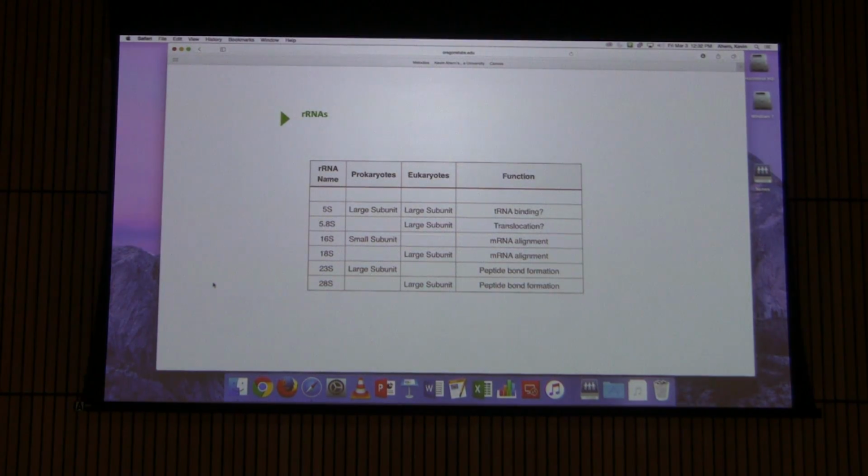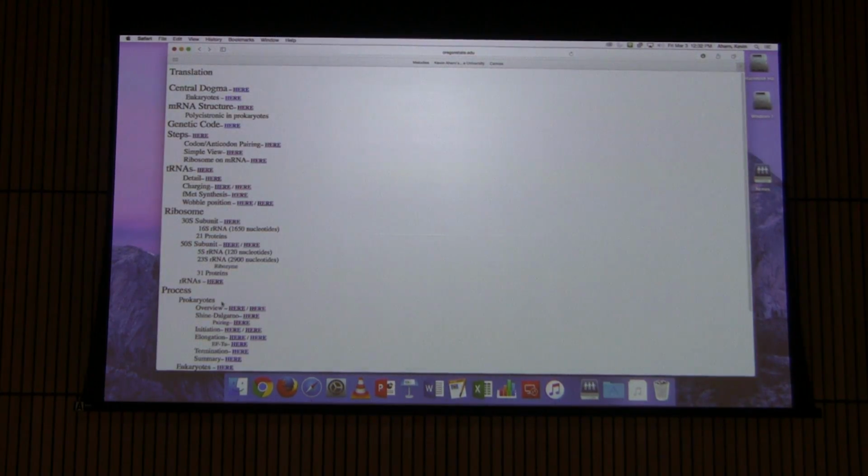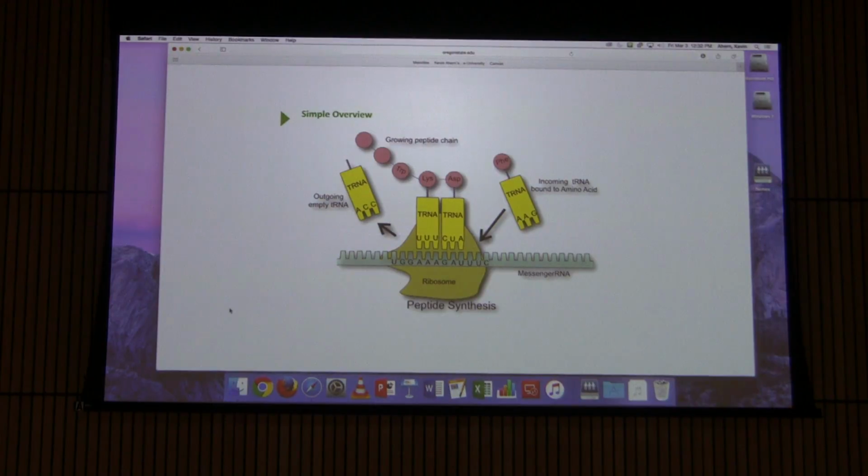Now you see that the 16S and the 18S play roles in messenger RNA alignment. And messenger RNA alignment is critical for the ribosome starting the synthesis in the right place on a messenger RNA. That's very critical. If that's not placed in the right way, then the translation will not happen properly. Here's what's going on in that process of translation.